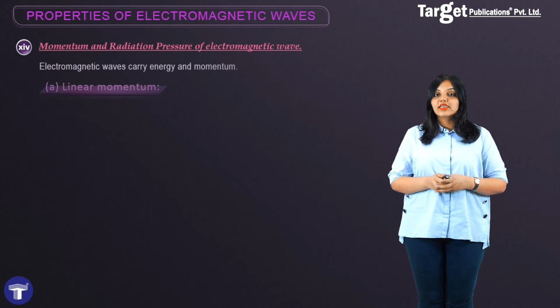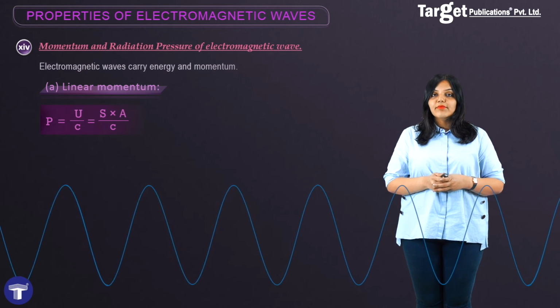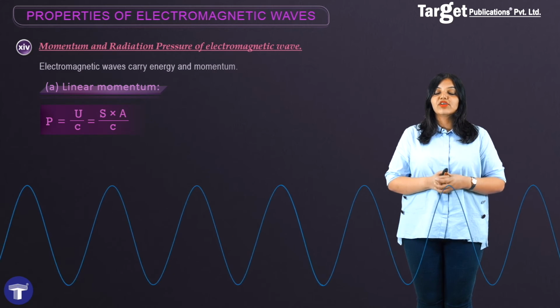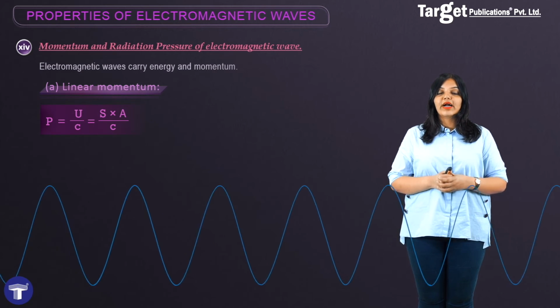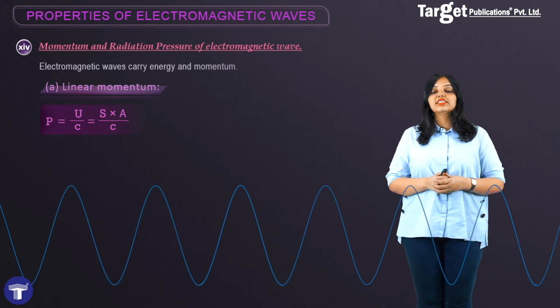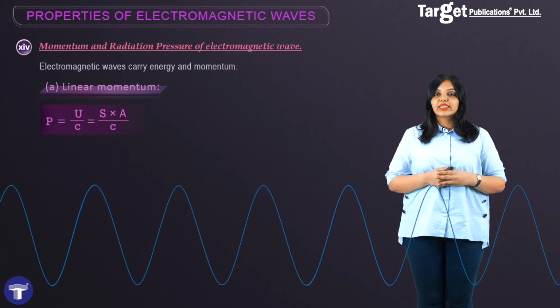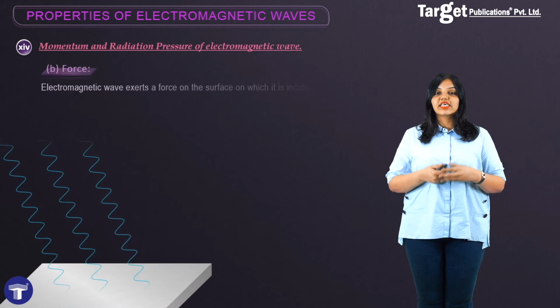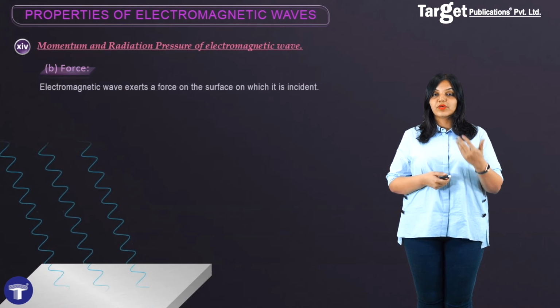Electromagnetic waves carry energy and momentum. To find the linear momentum of an electromagnetic wave, you simply divide the total energy by the speed of light, that is P is equal to U by C. This is also equal to S into A by C, where S is the Poynting vector and A is the area of cross section. Finally, remember that electromagnetic waves exert a force on any surface on which they are incident.